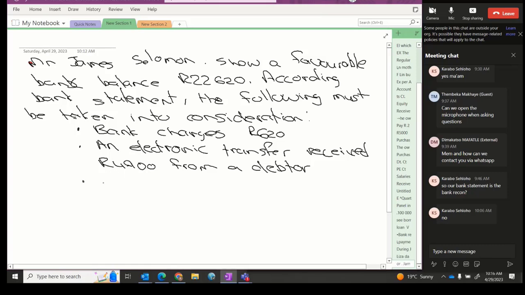Then they also say stop order or a debit order. So my stop order for the insurance was 3,900. Then the debit order for rental. Okay, before I carry on.